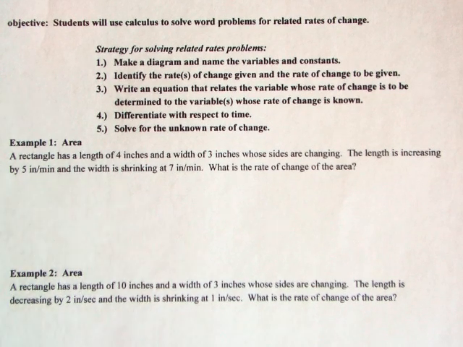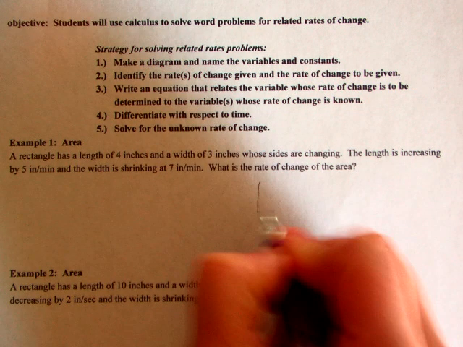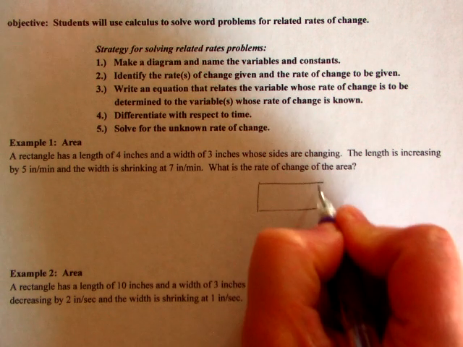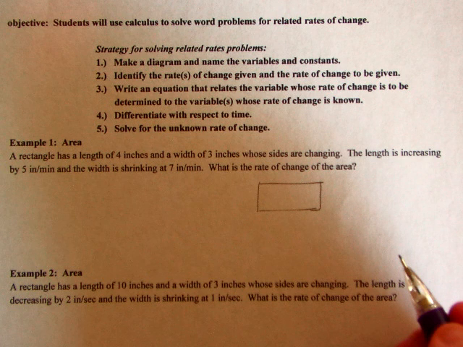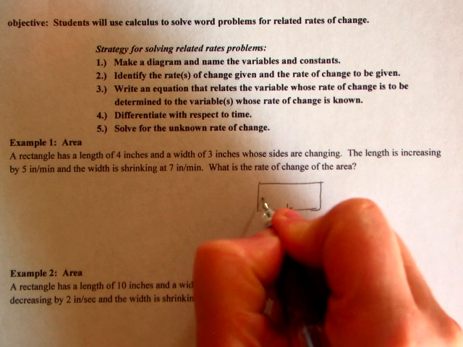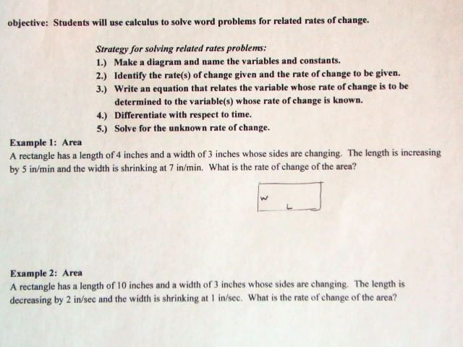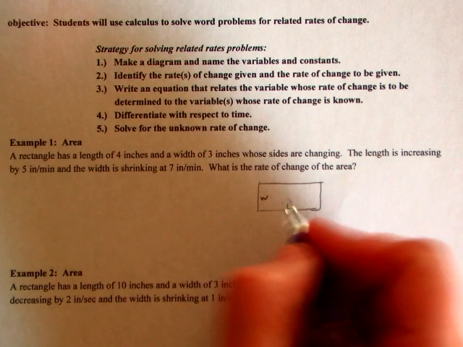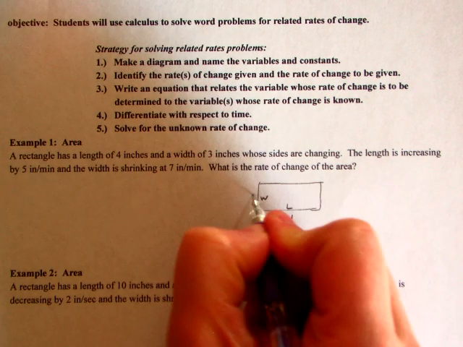In example 1, we're dealing with the shape of a rectangle. So we're going to make a drawing just to keep all of our variables straight. I'm also going to use L across the bottom and W for my width in all of my drawings. As I read through the problem, I'm told that the actual length is going to be 4 and that the width is going to be 3.